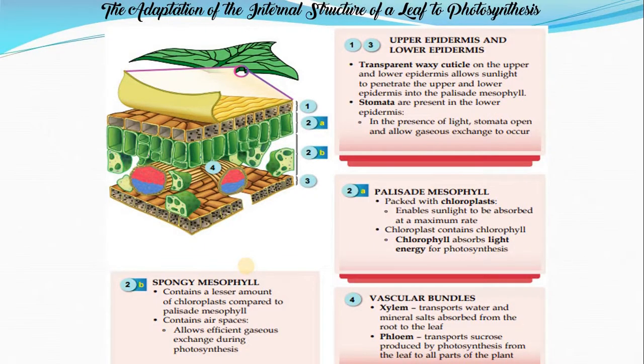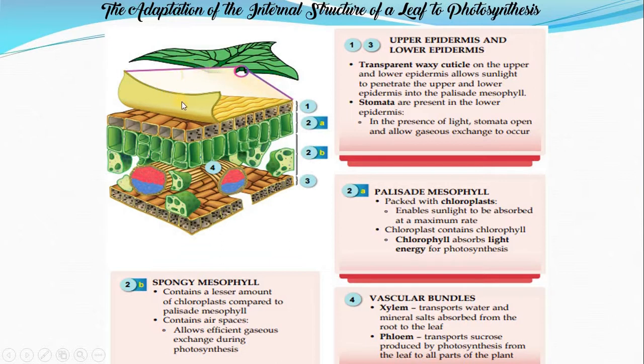Now we are going to look at the adaptation of the internal structure of a leaf to photosynthesis. Adaptation ini bermaksud penyesuaian. So adaptation refers to the penyesuaian of the internal structure. We already learned the internal structure of a leaf. Do you still remember? So look at this diagram.